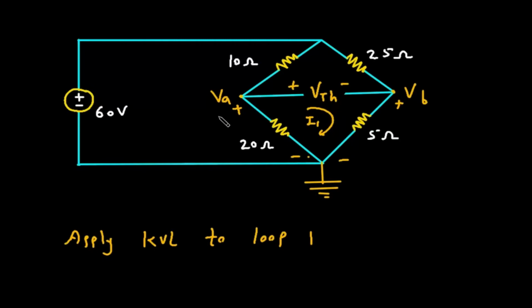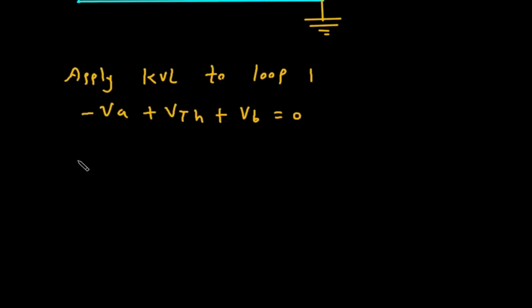So this will be minus 20 minus VA, then plus VTH, then plus VB is equal to 0. Now we have to find the VA. VA is the voltage across this 20 ohm and VB is the voltage across this 5 ohm. So we will use the voltage division rule.